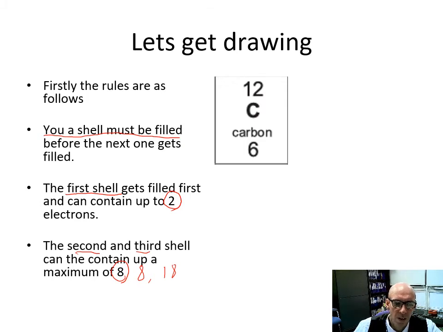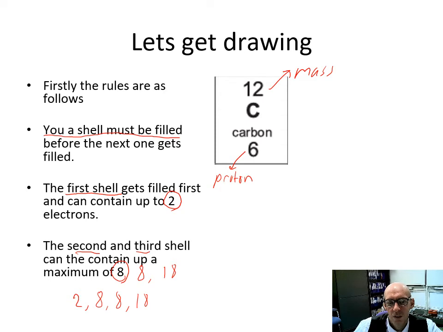That means the maximum number of electrons you could have is 2, then 8 in the next shell, then 8 in the next shell, and then 18. And you never have to go any further than that at GCSE. So, here's carbon. It has a mass of 12. It has a proton number, or atomic number, of 6.